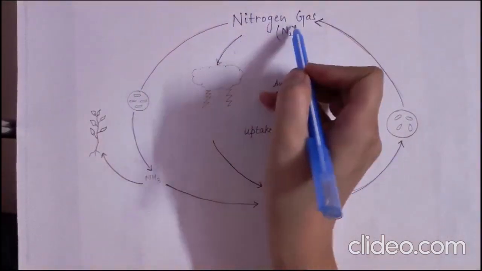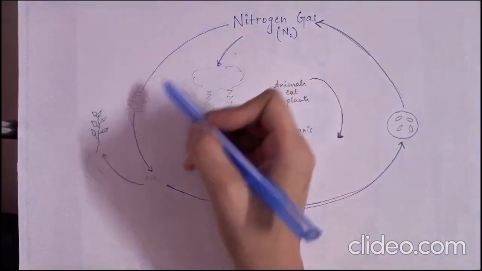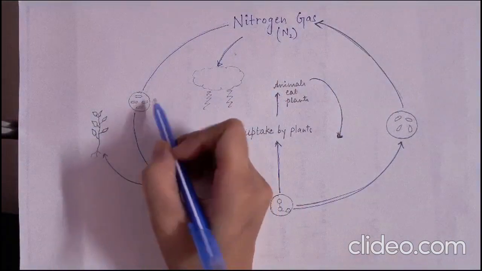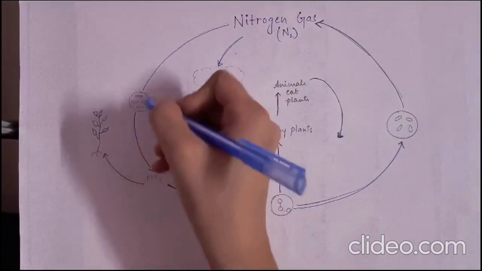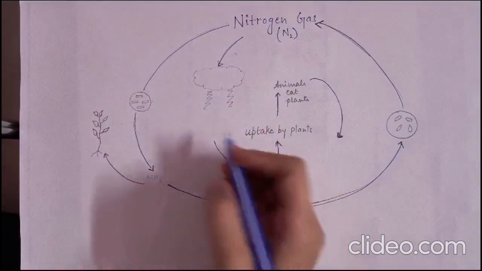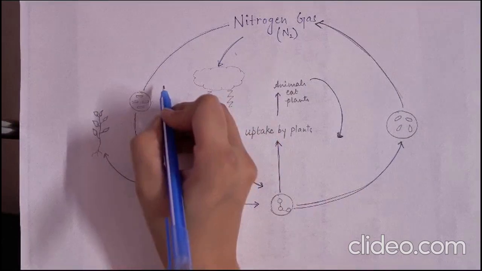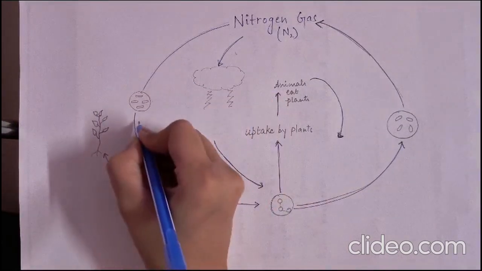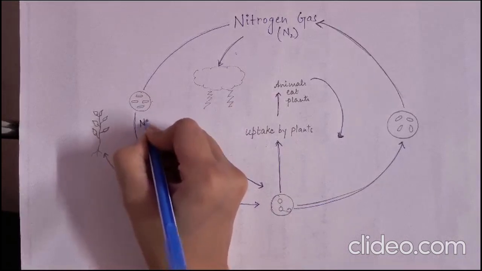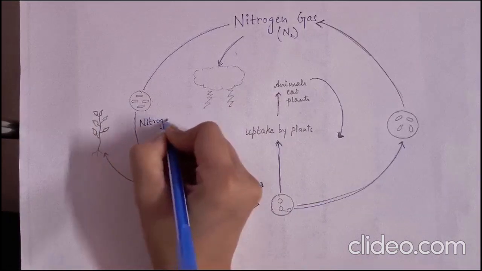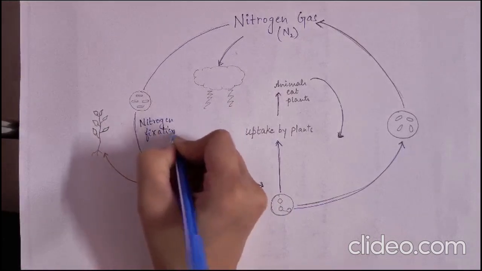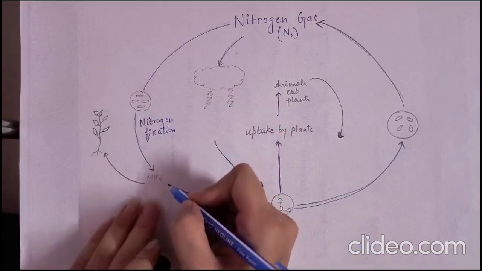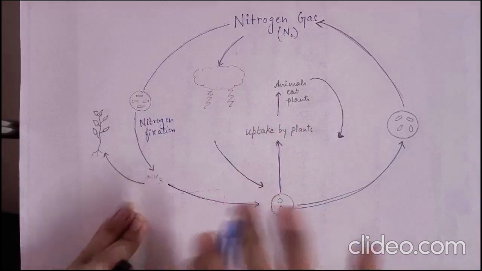Now we'll quickly summarize whatever we have learned till now. So the nitrogen gas, the atmospheric nitrogen, by the action of nitrogen fixing bacteria is converted into ammonia, and this process is known as nitrogen fixation. So let me just write it here for you. We call it nitrogen fixation. The atmospheric nitrogen is being fixed into the soil in the form of NH3, that is ammonia.